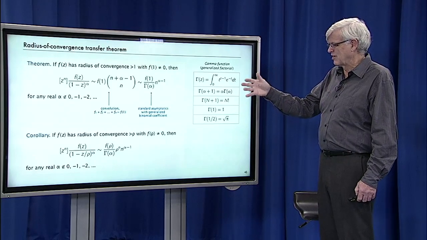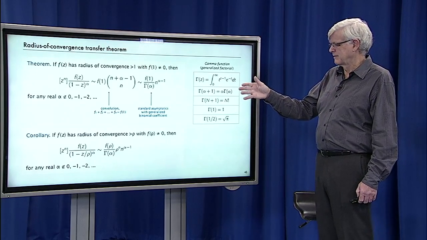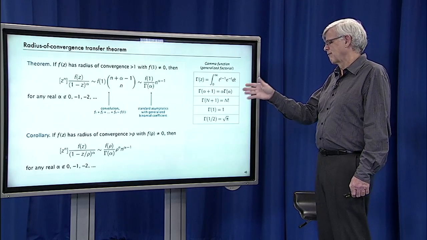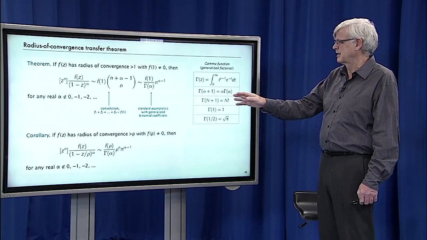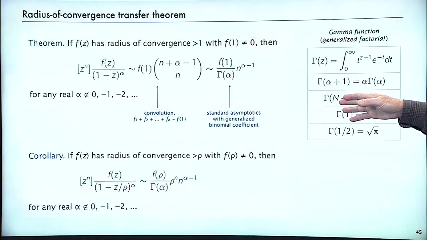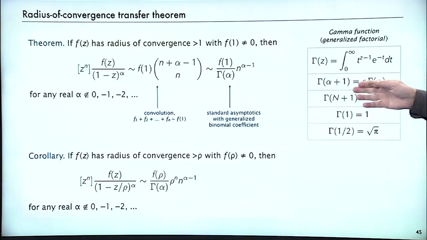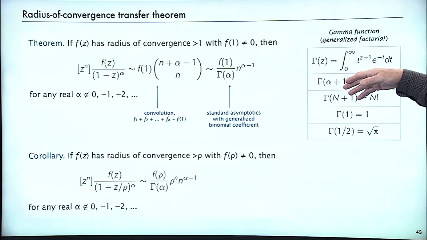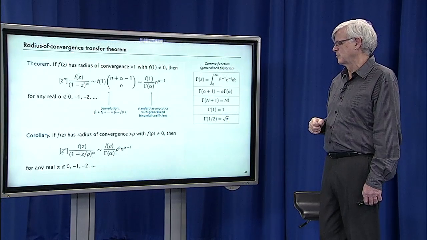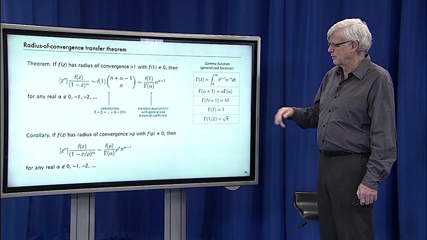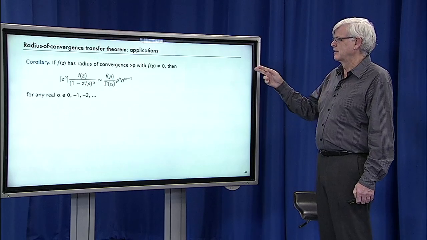And just a little more generally, if the radius of convergence is bigger than rho, and rho is not equal to 0, then just applying this to z over rho, plugging in z over rho in this theorem, we get something slightly more general. We do 1 over (1 minus z over rho) to the alpha, and that pulls out a rho to the n in the asymptotics. And that's just an elementary calculation to see where that comes from. So that corollary is the one that we'll really be interested in.